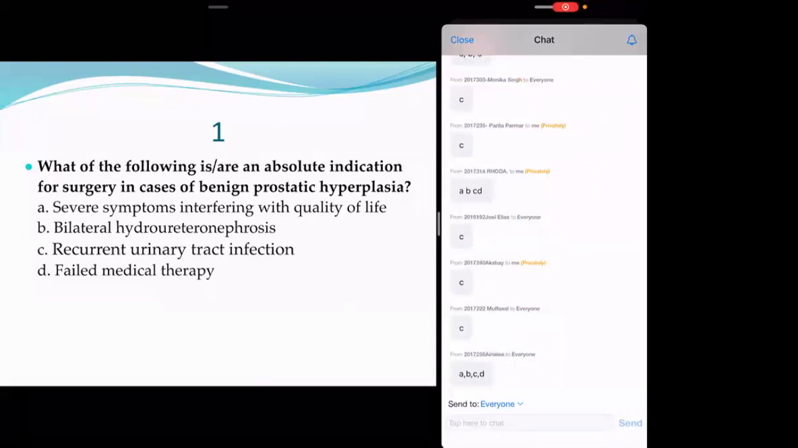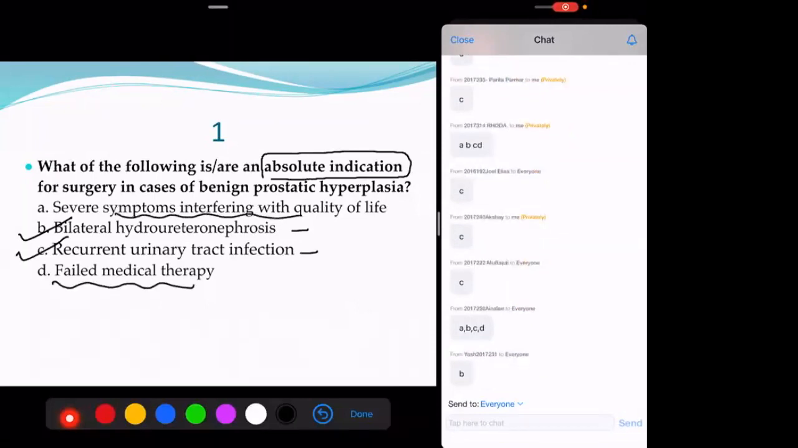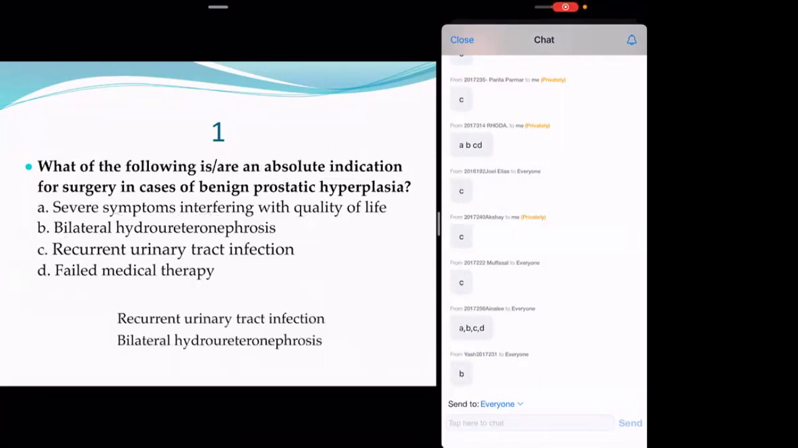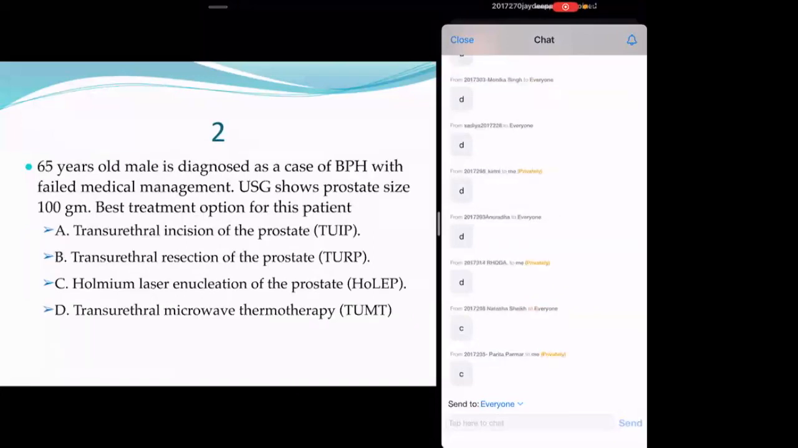All are indications, but I have asked you absolute indications. Absolute indications are bilateral hydronephrosis and recurrent UTI. Failed medical therapy and severe symptoms interfering with life, these A and D are relative indications. Okay, whereas B and C are absolute. So size is not an indication for surgery. Yes, you guys are correct.